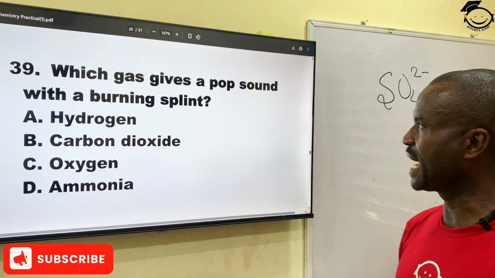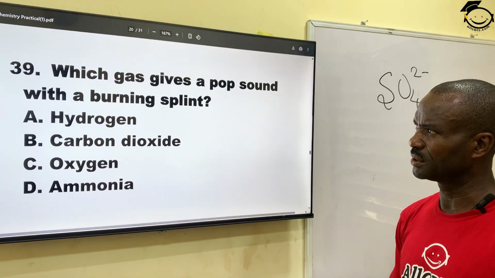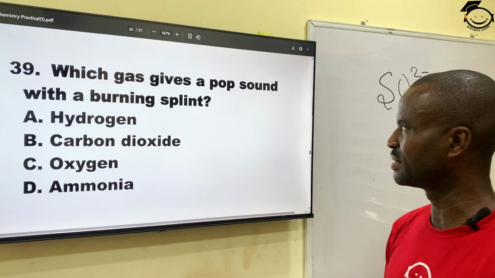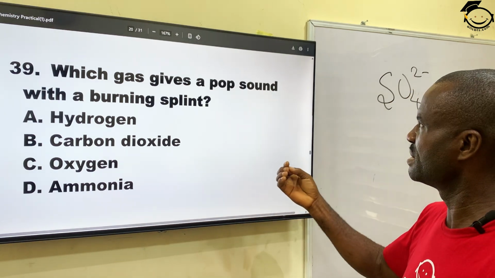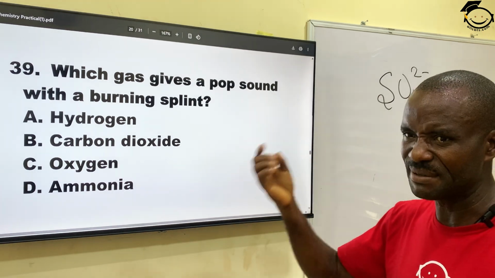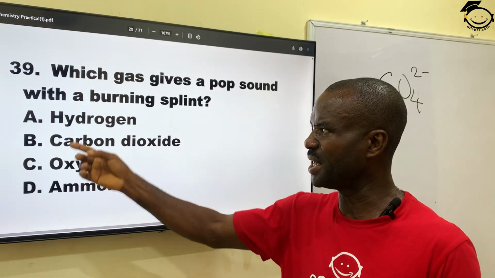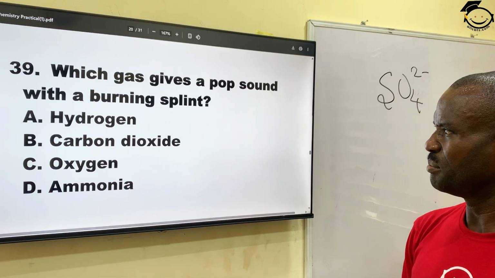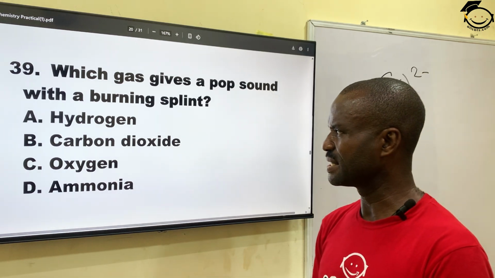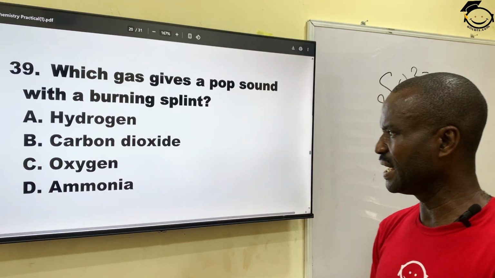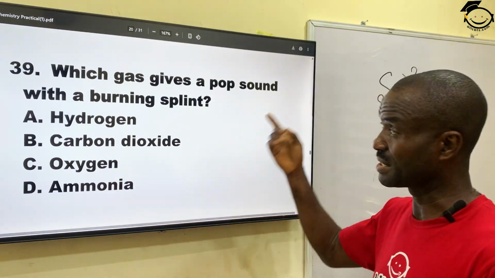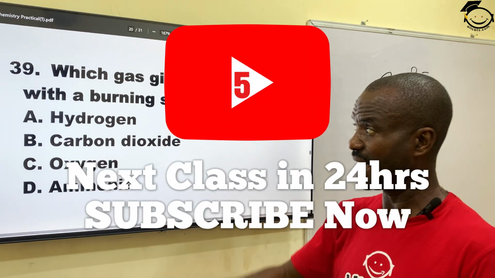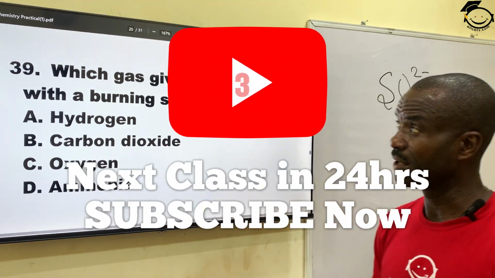39. Which gas gives a pop sound with a burning splint? When we heat and collect this gas and try it with a burning splint, the gas gives a pop sound. A, hydrogen. B, carbon dioxide. C, oxygen. D, ammonia. Only hydrogen will give a pop sound, which is a confirmatory test for the gas hydrogen. A is the correct answer.